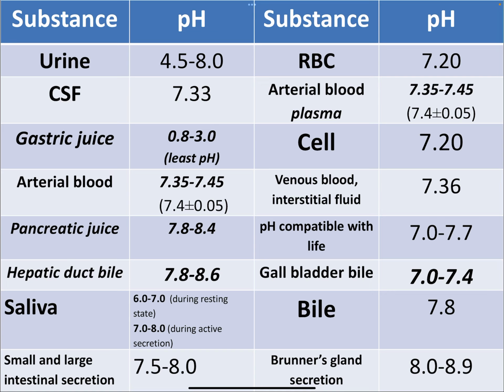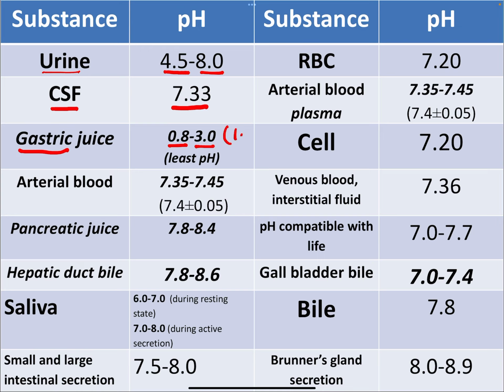Let us see them. The pH of urine is 4.5 to 8.0. Cerebrospinal fluid, CSF, is 7.33. Gastric juice, its pH is 0.8 to 3.0.